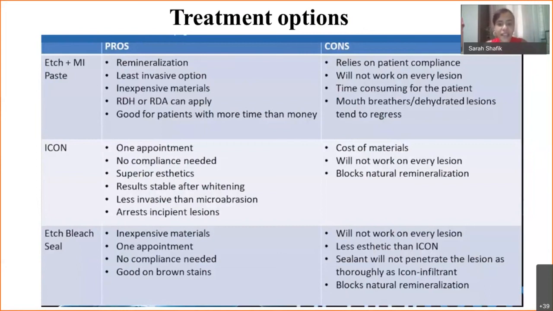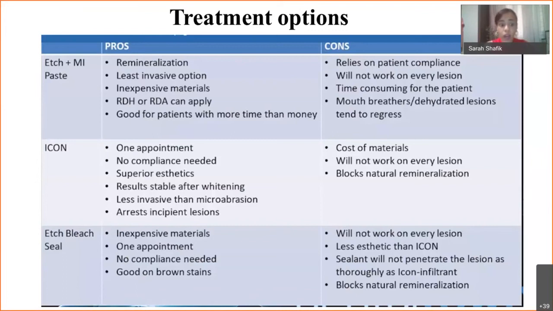And as for its disadvantages, actually it needs more patient cooperation. It's not going to work on lesions like hypocalcified ones or the developmental defects. It's time consuming, and if your patient is a mouth breather, you will not find much progress in this case.